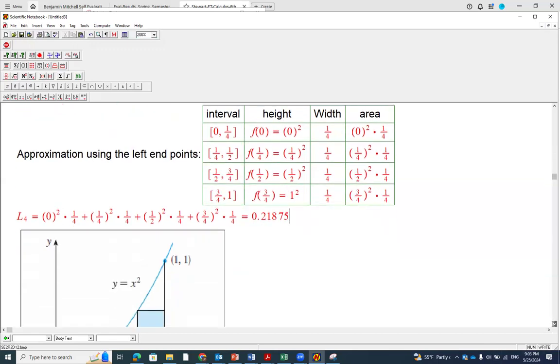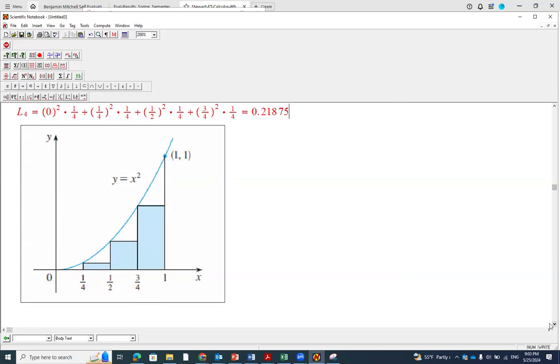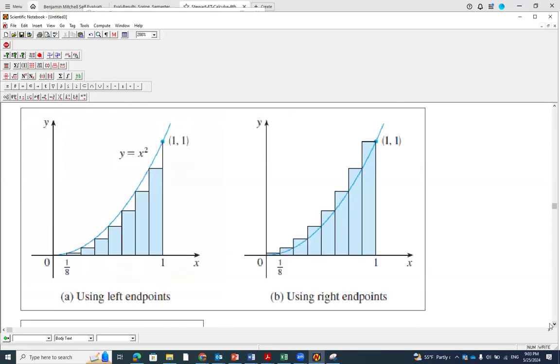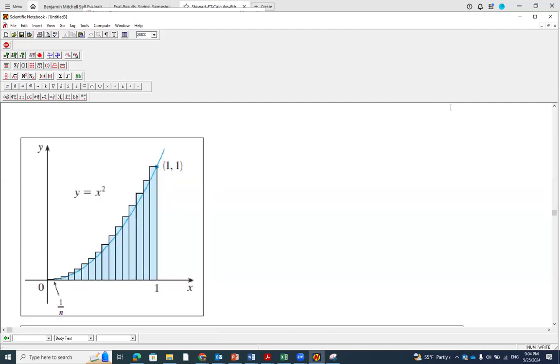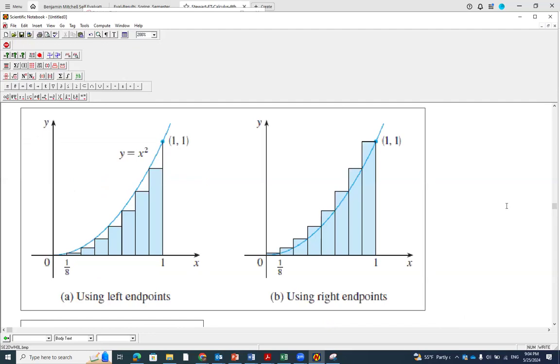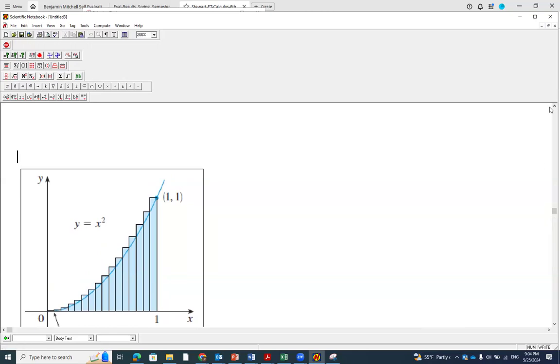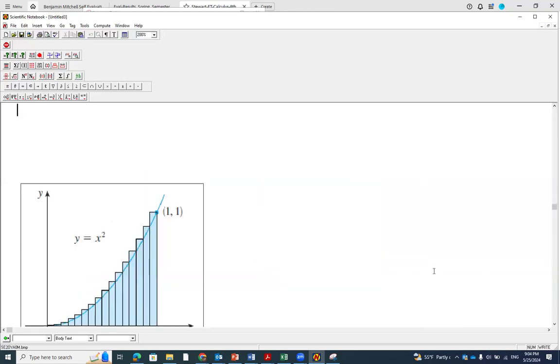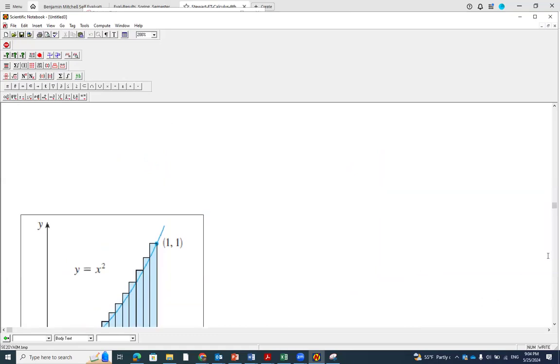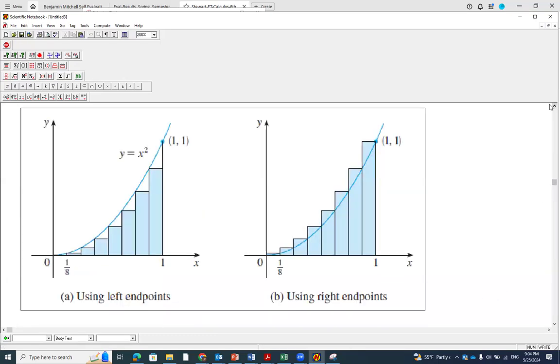So the next idea is, what if we make the partition finer? To make the partition finer, for example, we can divide into 8 subintervals. If we choose 8 subintervals, whoops, okay, what are we getting? If we choose left endpoints or right endpoints, let's see what we're getting.